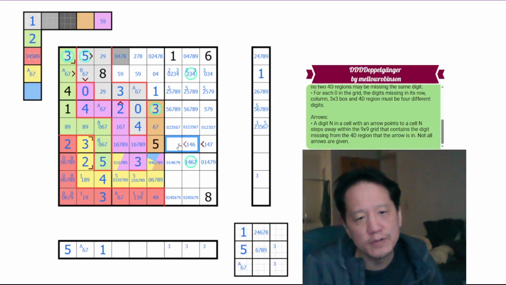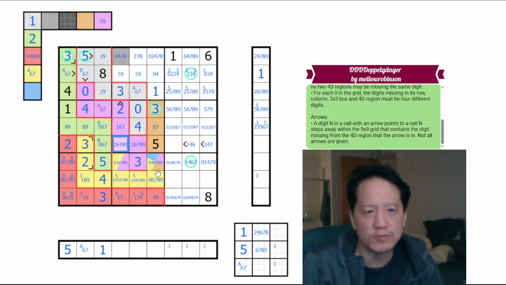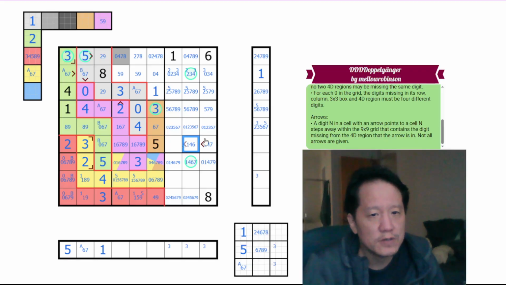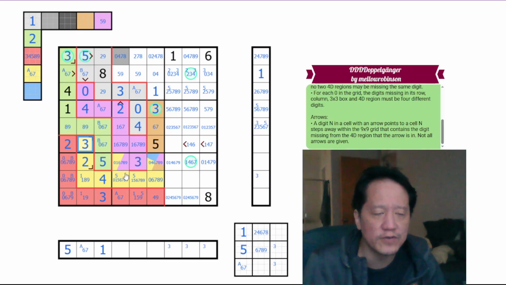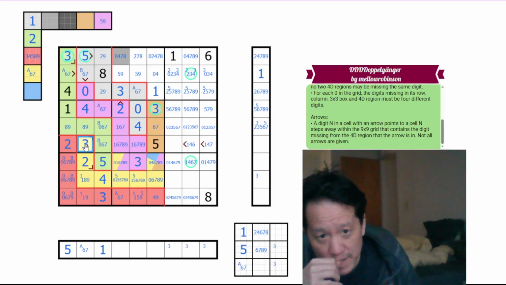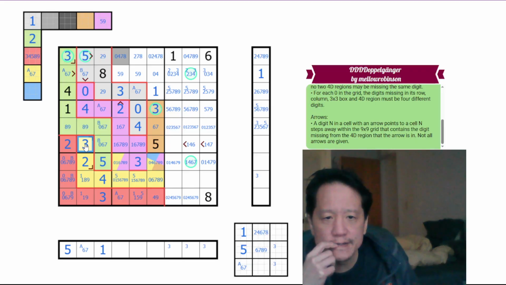So 1 away would be a single digit, which we don't know. 4 away would be 1, 2, 3, 4, which would be 1, 6, 7, 8, 9. 1 away would be this digit, which means those would be separate regions. 4 away would be 1, 2, 3, 4. And 7 away would be 1, 2, 3, 4, 5, 6, 7. Which could be missing a 3. And 6 away again would be a 3. Interesting.